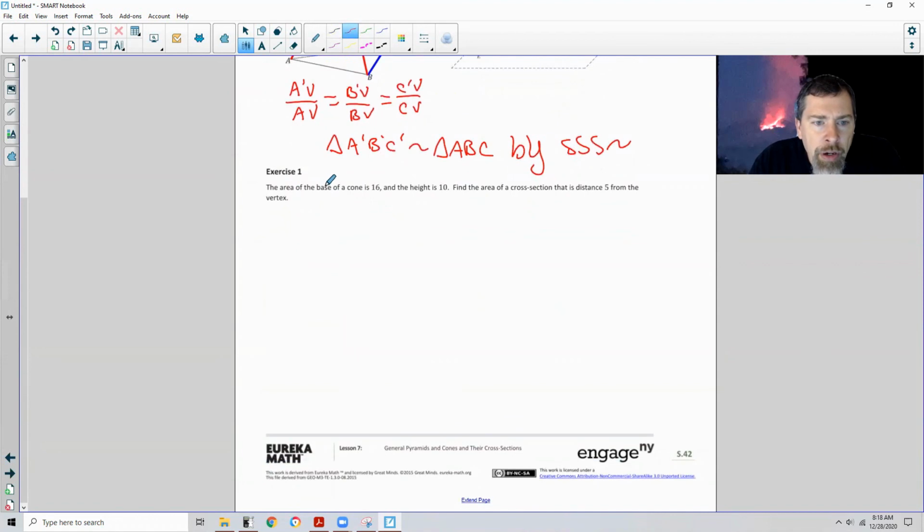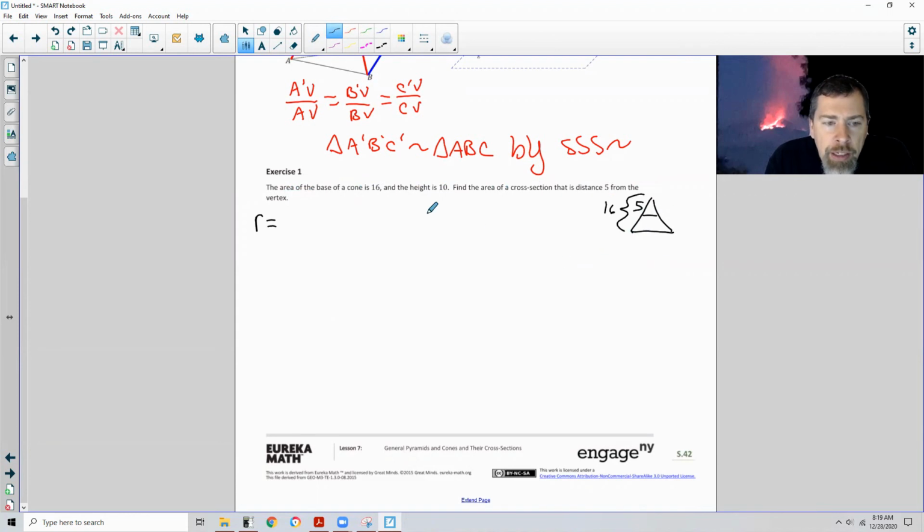And it says the area of the base of a cone is 16 and the height is 10. Find the area of a cross section that is a distance 5 from the vertex. Okay, so we can do this without a diagram if we know what our scale factor is. So if we have a vertex, this distance is 5, and the base down here, the whole distance is 10, just to give you a quick picture of what's going on here.